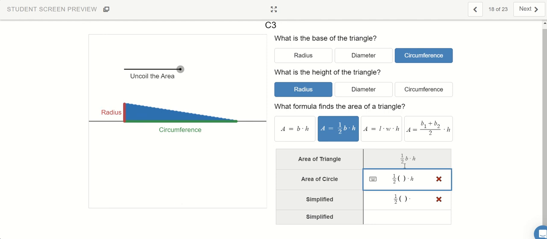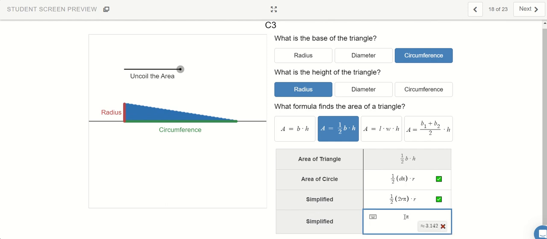If I replace the base with diameter times pi, and I replace height with radius, right? I can simplify it a little bit further. Diameter is 2 radiuses. Okay. Notice that the 1/2 and 2 are going to cancel out, and r times r is r squared, so this becomes pi r squared, which is our traditional formula for the area of a circle.